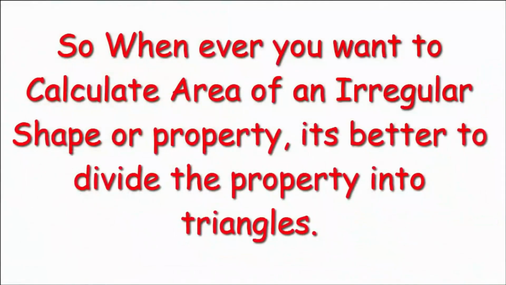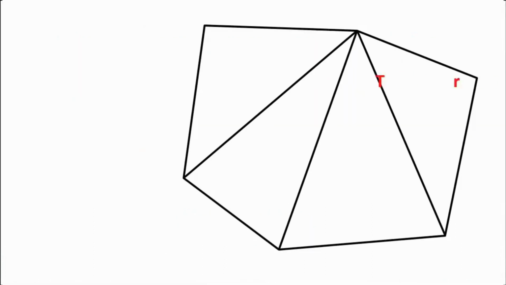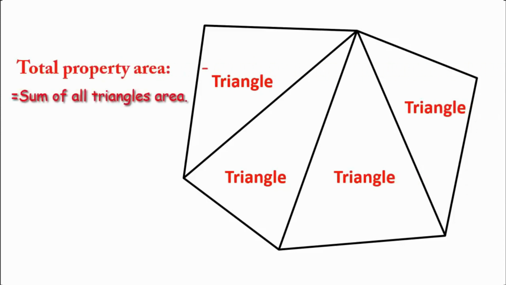So whenever you want to calculate the area of an irregular shape, the best thing is to split the whole property into triangles and then calculate the area of each triangle. After that you can add them together, of course, to get the whole property area. And that's it.